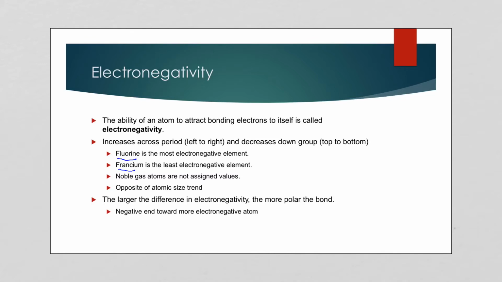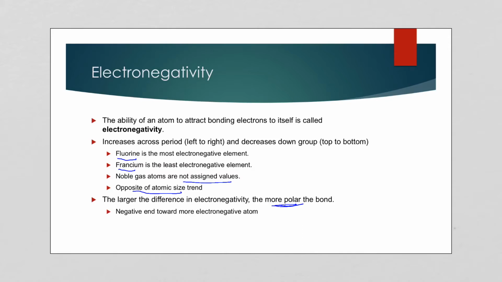Noble gases are not given values because they really have no desire to pull electrons anywhere. They're stable. When we look at the table, we'll see that it is sort of the opposite of size. Small atoms will tend to have high electronegativities, and big atoms will tend to have smaller electronegativities. And the bigger the difference between the electronegativities of the two atoms that are trying to bond, the more polar we say the bond is. So we're going to go about the idea now of determining whether a bond is what we call polar.